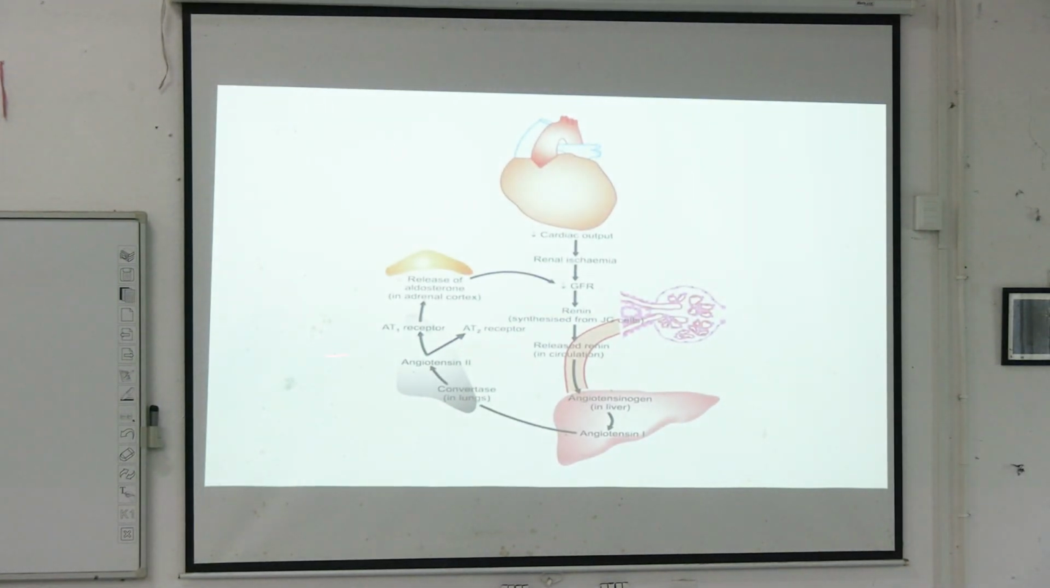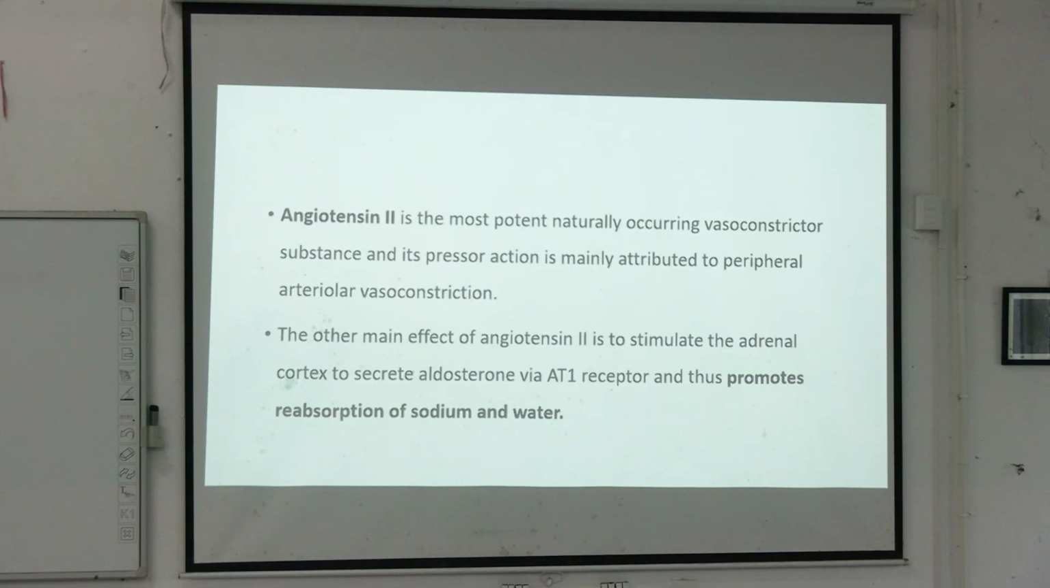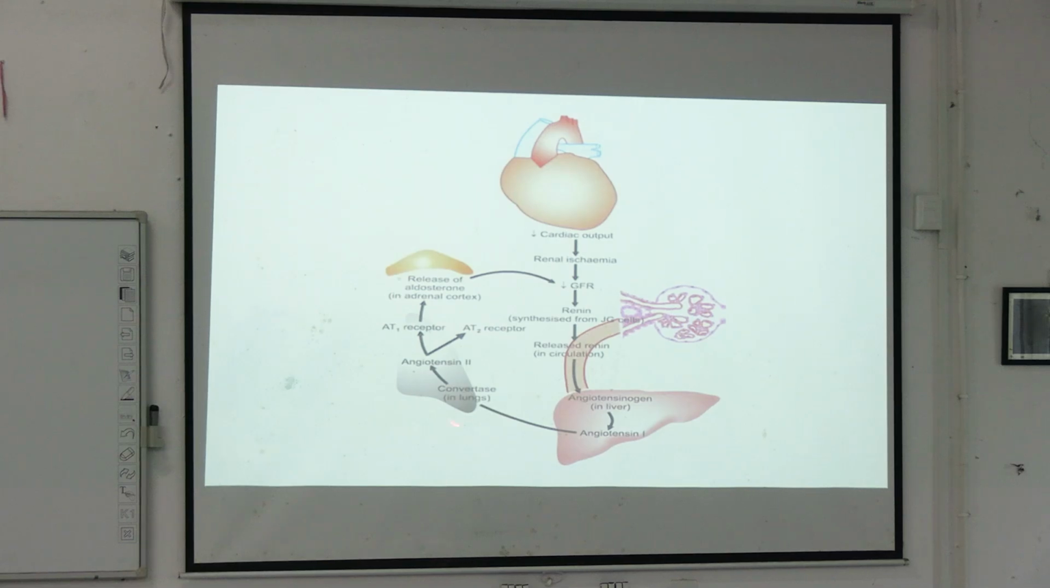Then GFR, the glomerular filtration rate, will decrease. Then renin will be produced and released into the circulation. This renin acts on angiotensinogen from the liver to produce angiotensin 1, and from angiotensin 1, it will produce angiotensin 2. This angiotensin 2 is produced here in the lungs.